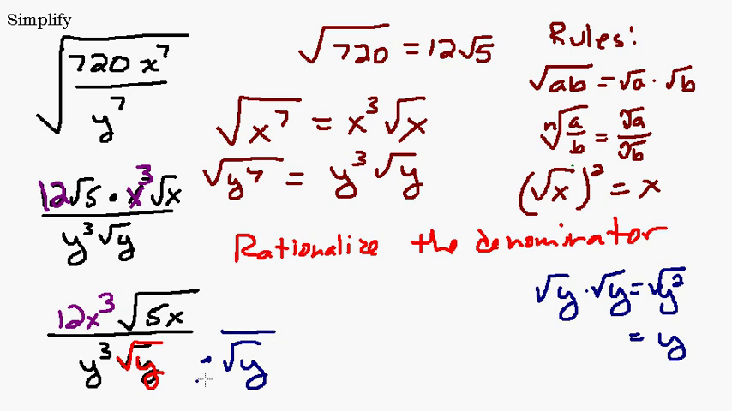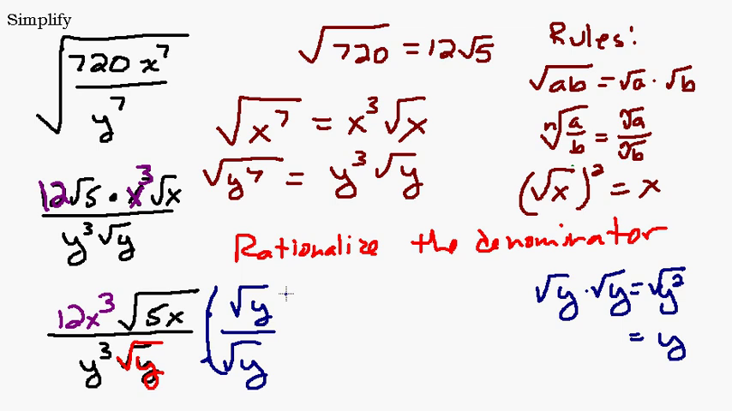So if I multiply the bottom by the square root of y, which is what I want to do to take care of this square root, and you'll see what happens, I have to multiply the top by the square root of y. That's a property of fractions. Whatever you do to the bottom of the fraction, you got to do to the top. This is not an equation thing. We're not doing something to both sides of the equation. We're doing something to top and bottom of a fraction.